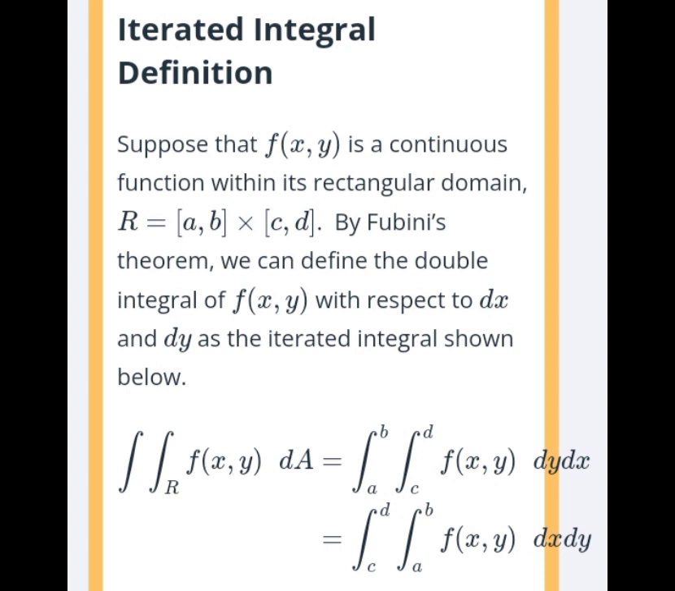R is equal to [a, b] times [c, d]. By Fubini's theorem, we can define the double integral of f of x, y with respect to dx and dy as the iterated integral shown below. So the number of single integrals represents the number of times we'll integrate the given function. This means that for a double integral, we'll integrate this function twice in a row.